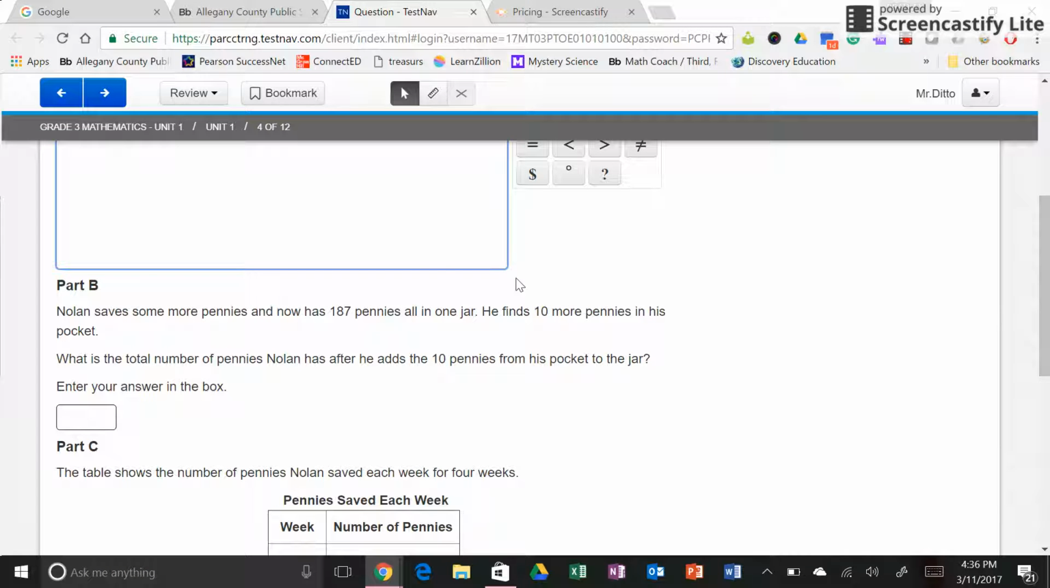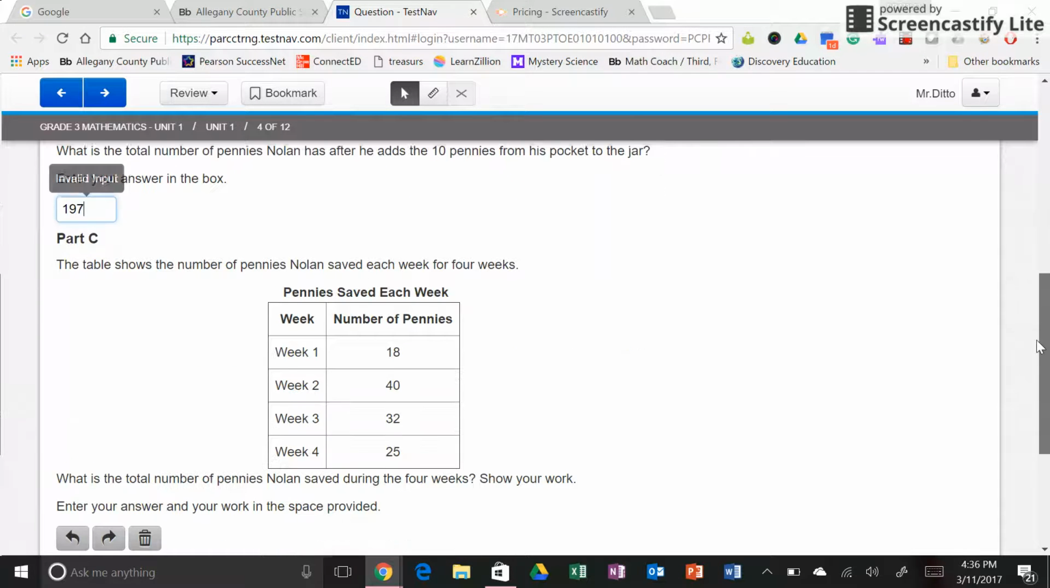Nolan saves some more pennies and now has 187 pennies all in one jar. He finds 10 more pennies in his pocket. What is the total number of pennies Nolan has after he adds 10 pennies from his pocket to the jar? So, as I said before, this one doesn't make you write out your answers. It just makes you type in the number. Now, this one, if you type in letters, it'll say invalid response. It's only looking for numbers. So I can't even put cents on there. I just have to write the number value into there.